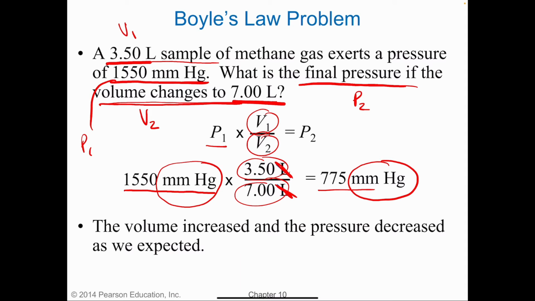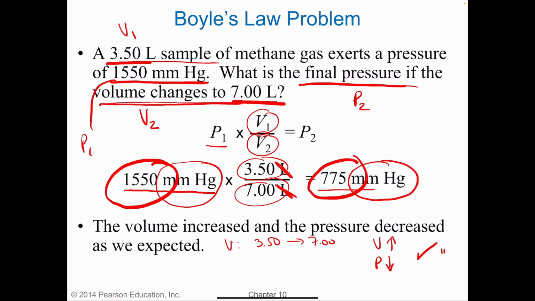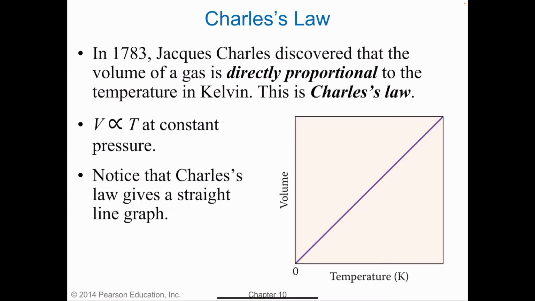Now, one thing that's really helpful is to think conceptually about what was supposed to happen. The volume changed from 3.5 to 7, so the volume went up. Because of the inverse relationship, we expect the pressure to go down. We calculated the pressure change from 1550 to 775, so that is consistent. That's good. We indeed calculated a lower pressure. So that's why it says the volume increased and the pressure decreased as we expected. It's just a way to check your work.